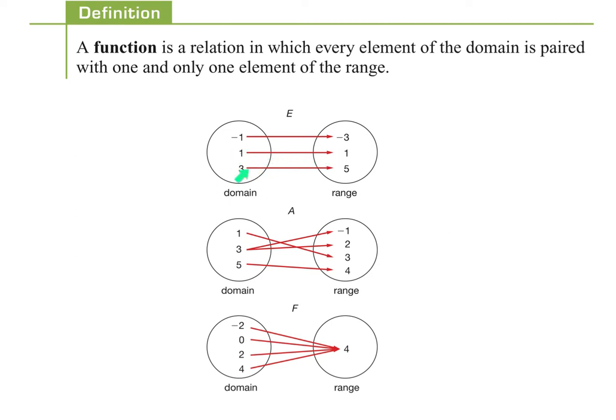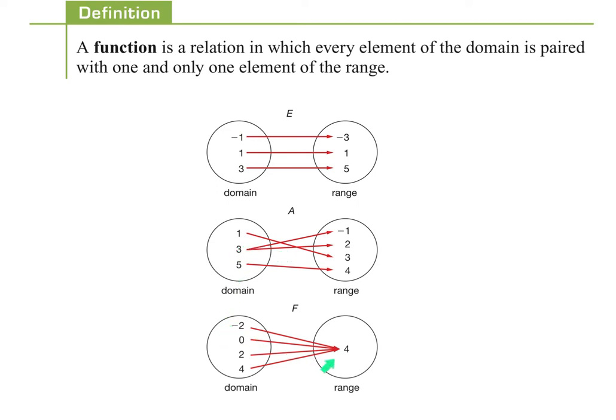+1 only goes to +1. 3 only goes to 5. This is a function, all right? Look at this one. 1 goes to 3. 3, however, goes to -1 and +2. This is not a function. This is a relation. It's not a function. We have a problem here.